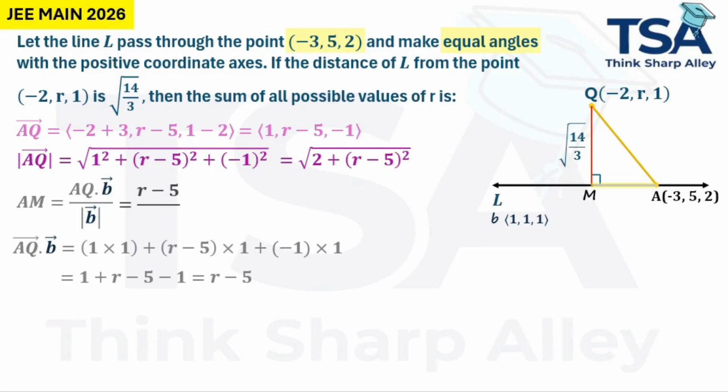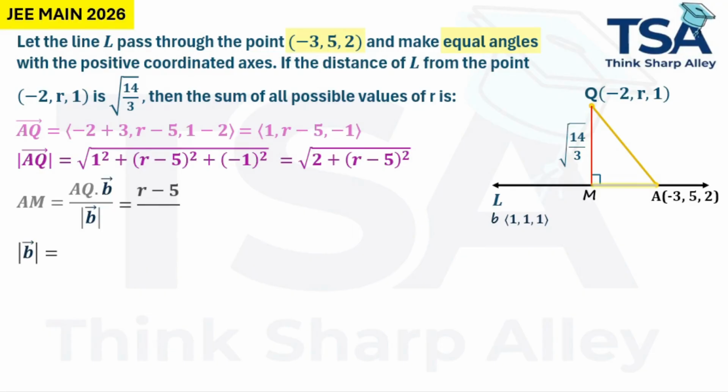Let's find out the magnitude of our direction vector b, which is the square root of 1² + 1² + 1². Remember, square root of the sum of the squares of the components, that gives me √3. So the length of our base AM is exactly (r - 5)/√3. Notice something mind-blowing here. We completed the entire setup without ever writing down the equation of the line. We completely bypassed an entire traditional textbook setup.